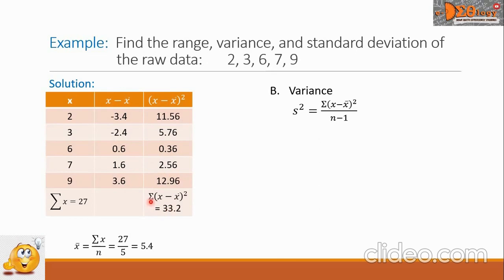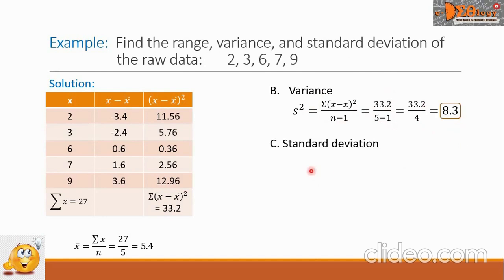So we write summation of the square of x minus x bar. The total is 33.2. This value here is what we need in our numerator in this formula. So we have 33.2 all over n minus 1, which is 5 minus 1. This 5 minus 1 is simply 4, and the quotient 33.2 over 4 is 8.3. This is now the variance.